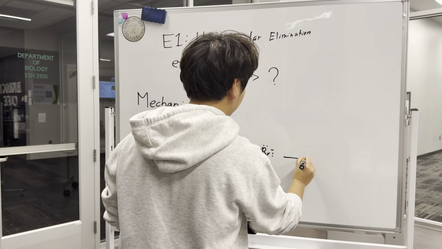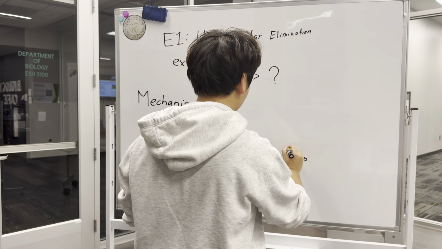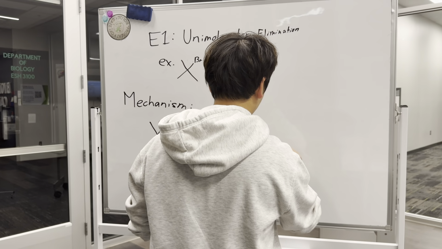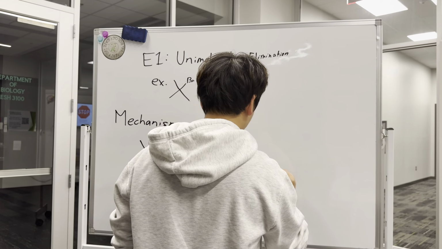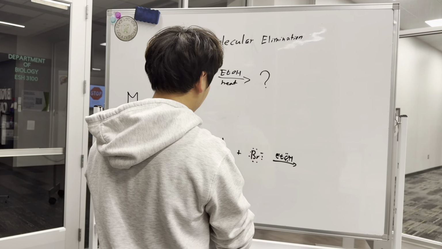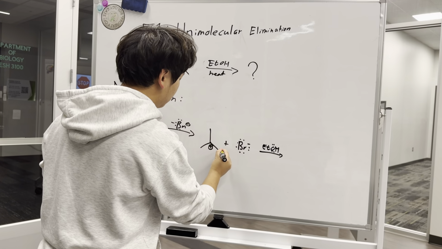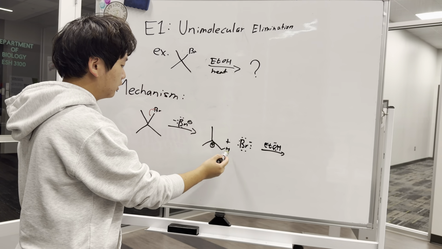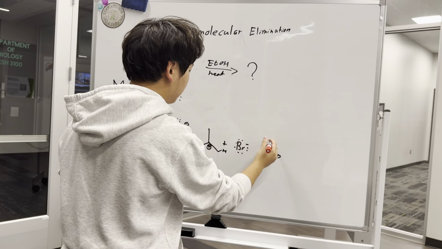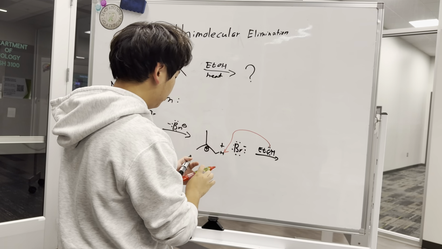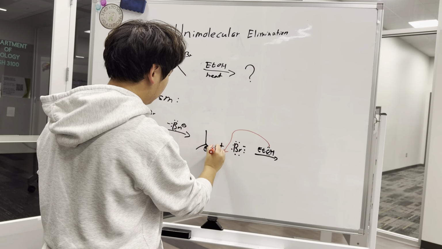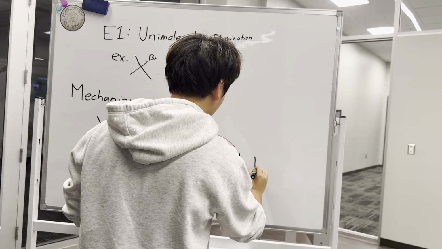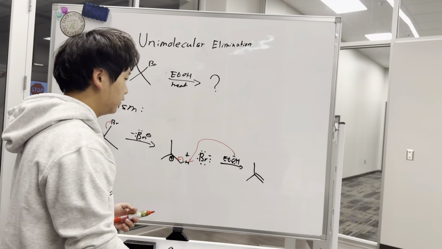And for the second step, there's going to be a proton transfer. And so we will use the EtOH. Since there's going to be a proton transfer, we will borrow hydrogen from this carbon and essentially take that proton with us, and then this bond will break and it will form a double bond. And that is our final product.